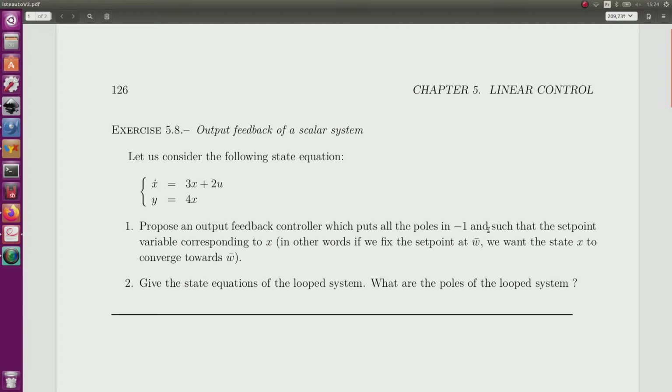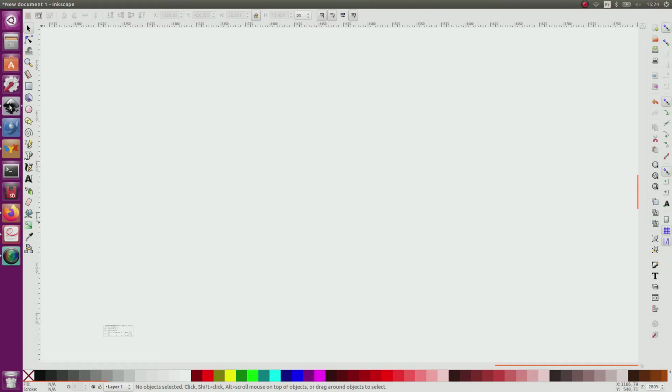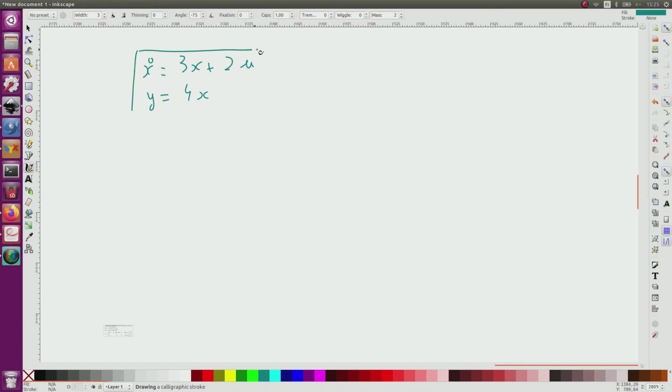And I also want that the set point correspond to x. So I want to control x. I have a system of the form x dot equal 3x plus 2u and y equal 4x. I have one input u, one output y, and I want to have an output feedback controller.